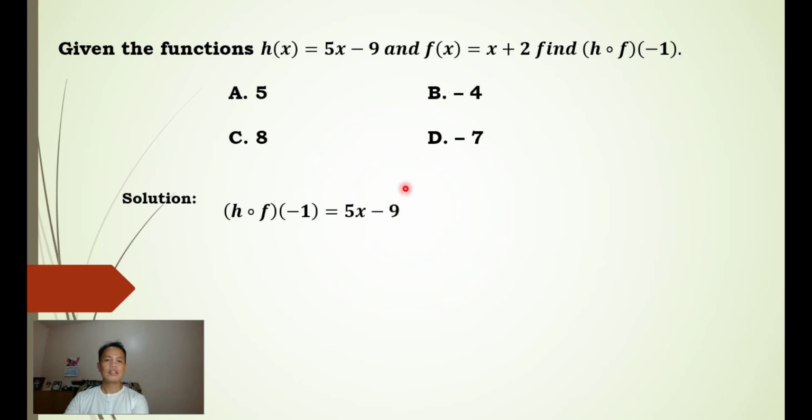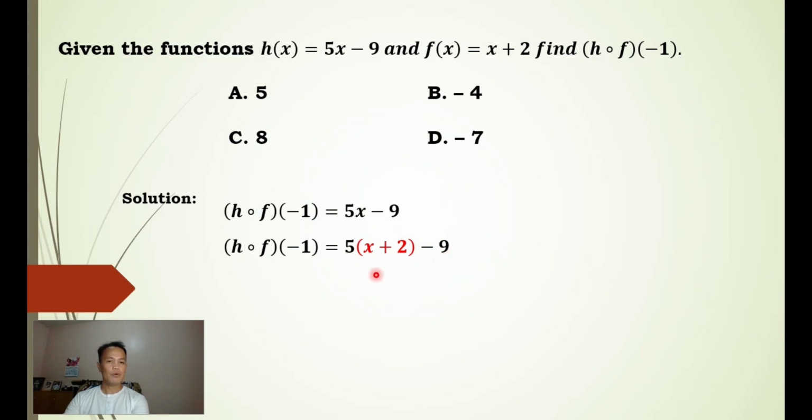Next, we will substitute the function f into this function. So meaning, this x here is replaced with f. So 5x minus 9, we copy the 5, and the x there is replaced with function f. Our function f is x plus 2. That's why it becomes x plus 2. Again, use parentheses because the operation between 5 and x is multiplication. So this becomes 5 times x plus 2, then we copy minus 9.